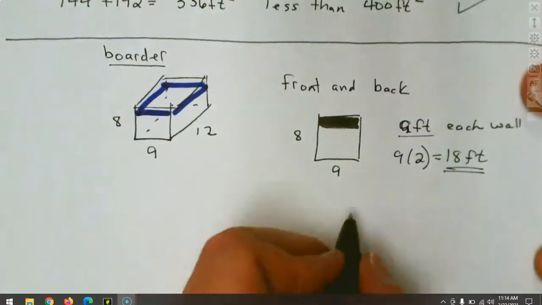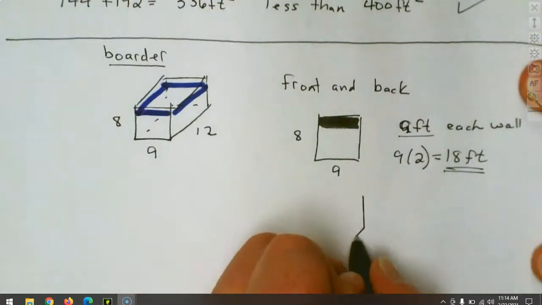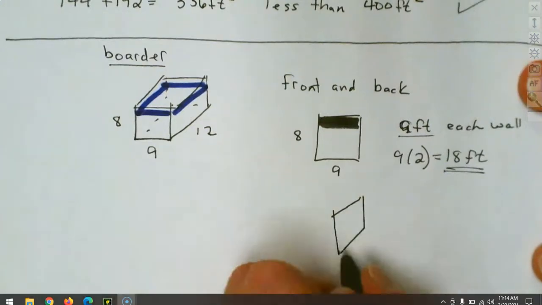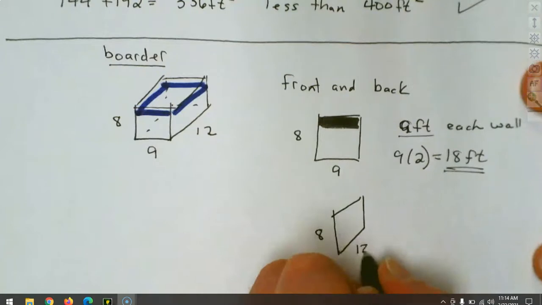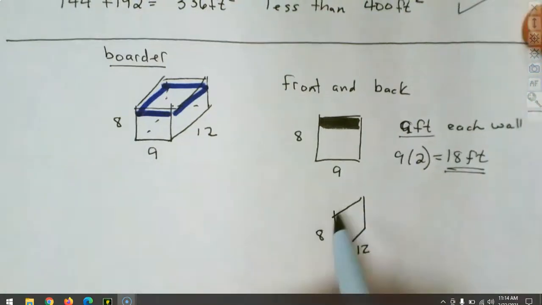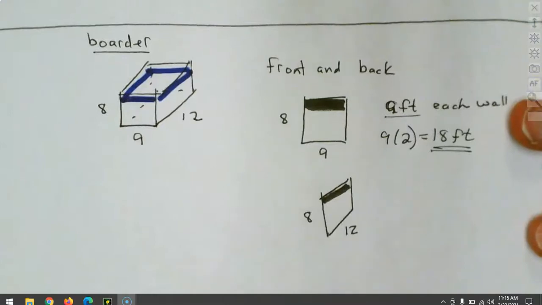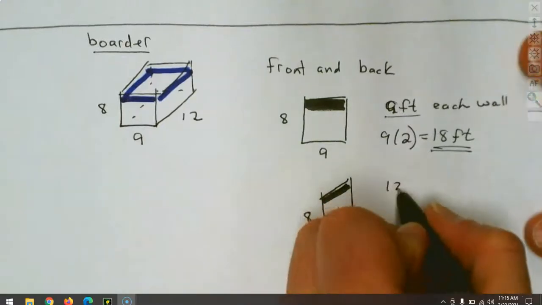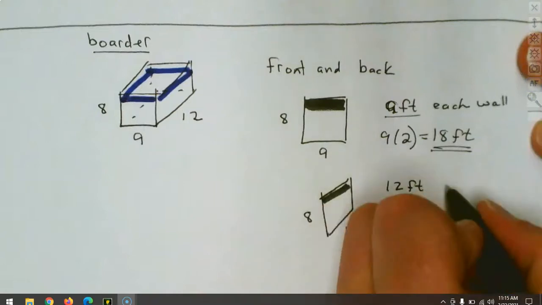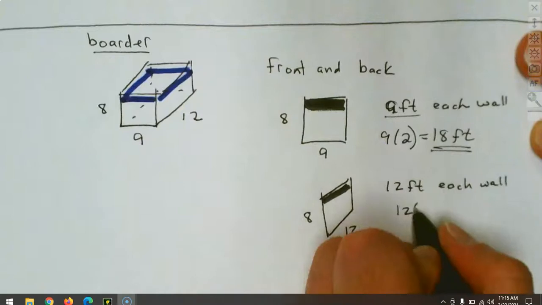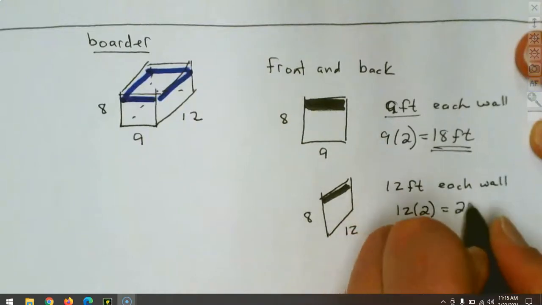Now, how do we do the side? Well, the side is going to be done the same way. It's 8 by 12 here. I don't care about the 8 foot tall ceiling. That's not the important part. The important part is the length of it. So it's 12 foot each wall. And we need 2 of them. So 12 times 2 is then 24.